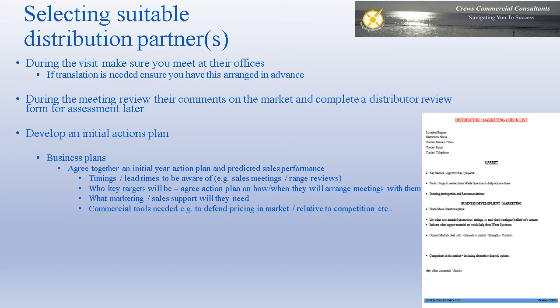So what is their business plan? Agree on the initial year, for example, predicted plans and predicted sales. Factor in the timings and lead times you need to be aware of. Are there key pharmacy range reviews, for example, in this instance, or sales meetings that you need to tie in with? Who are they going to target? And again, agree an action plan on who and when they're going to arrange these meetings.